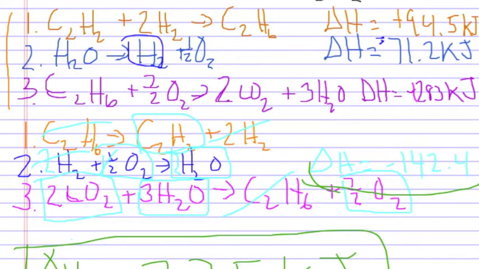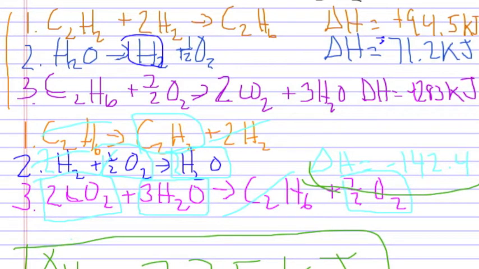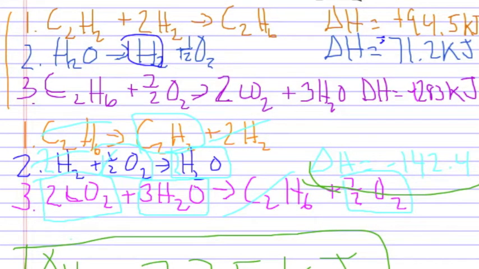So it would be C2H6 yields C2H2 plus 2H2. So now this delta H is going to become positive.